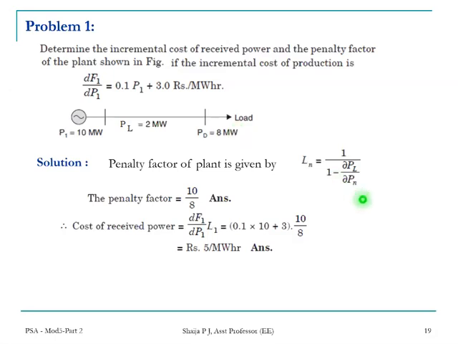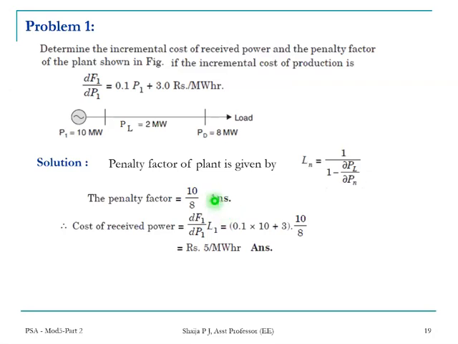Here, what is dou PL by dou PN? Losses is given as 2 megawatt and the generation is given as 10 megawatt. That means out of the 10 megawatt generated, 2 megawatt is lost. Only the load is 8 megawatt. So you'll get dou PL by dou PN as 2 by 10, no? So 1 minus 2 by 10. So it will be 0.8, no? 1 by 0.8 or it will be 10 by 8. That is the penalty factor.